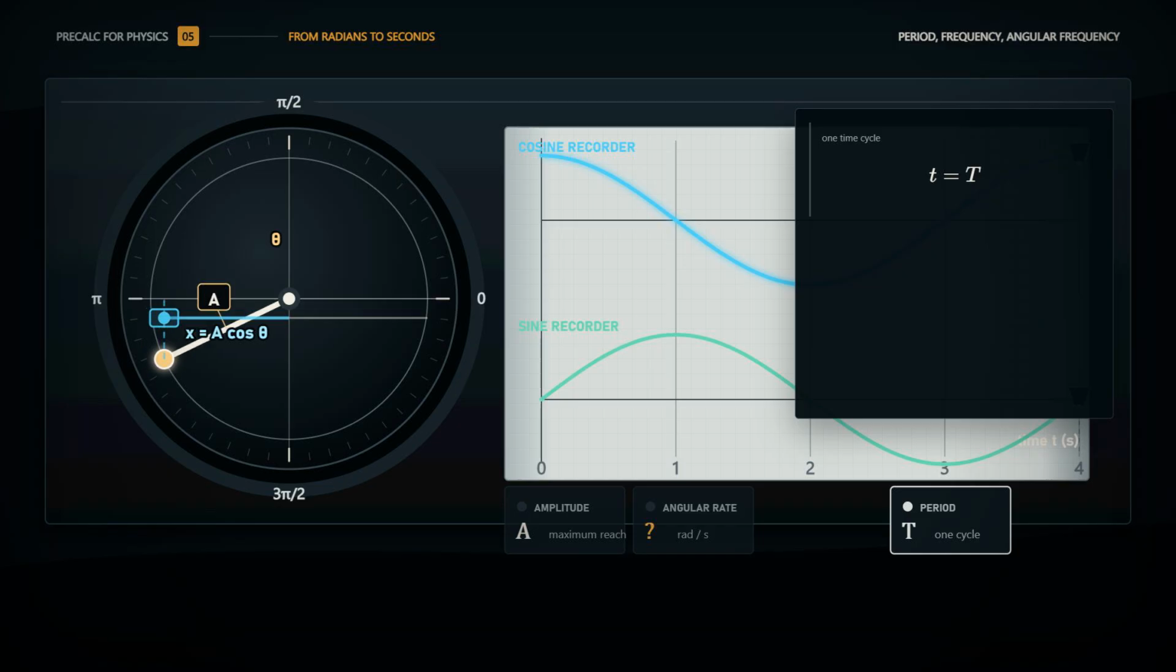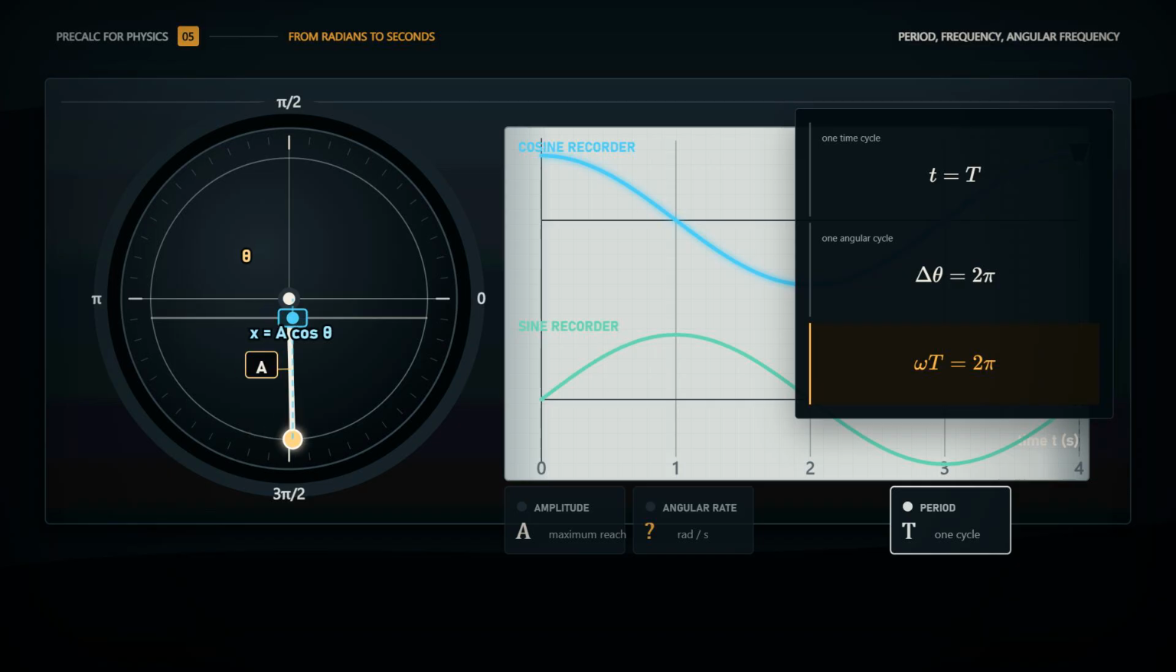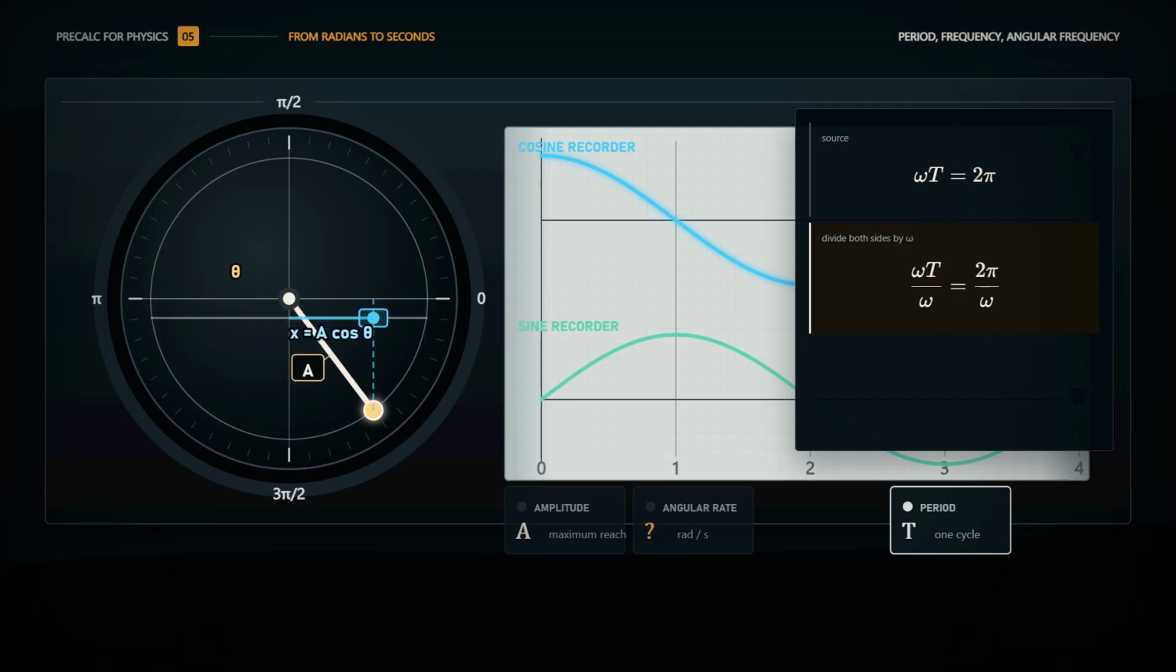Call the time for one complete cycle T, the period. During that time, the angle advances by 2 pi radians, so omega times T equals 2 pi. Divide both sides by omega. The period is T equals 2 pi over omega. A larger angular frequency produces a shorter period because the crank completes its 2 pi journey sooner.